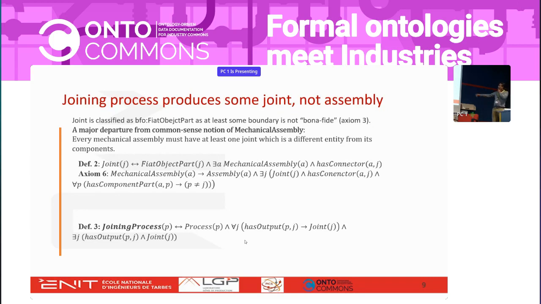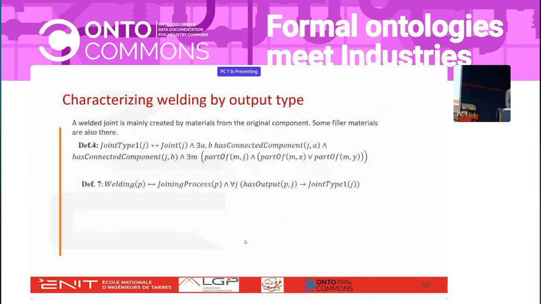Now we have this definition, and this is a major departure from the common sense notion of how joining happens. We are saying that the joining process will produce at least one joint. Also, it will only produce joint. Of course, you can tell me that there can be some byproduct which are also output, not joint, maybe. But we can differentiate that with some other predicate, say has output, it is only joint.